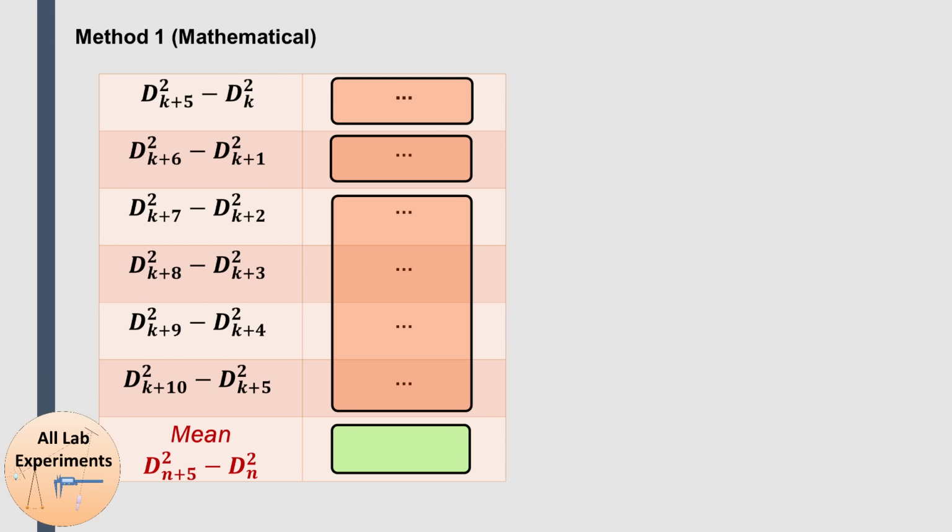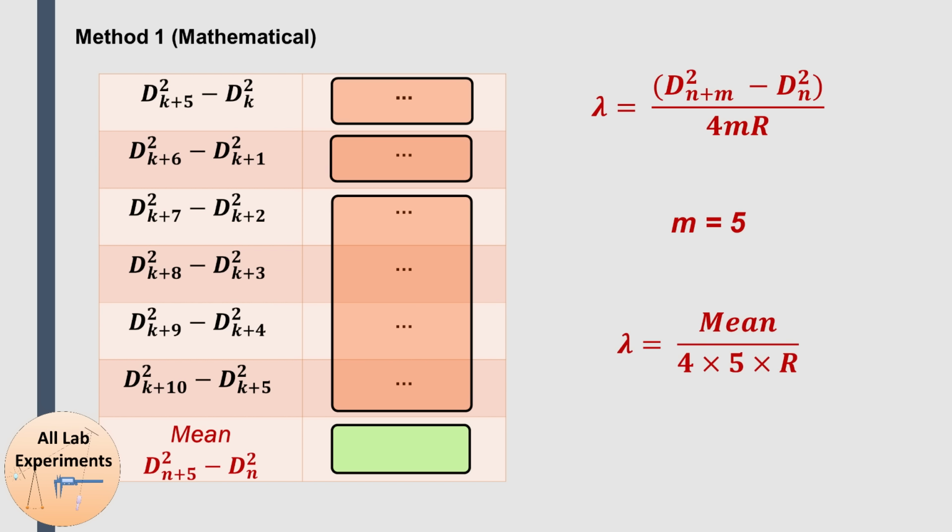Basically the formula for the wavelength of sodium light in this experiment is this. So in this experiment we have taken m as 5, the difference of 5 rings. So the formula converts to this one, in which the mean value is the mean value we observed from this table, divided by 4, 5 and R. This R is the quantity which is the radius of curvature of the convex surface, but we are going to discuss this in a while.